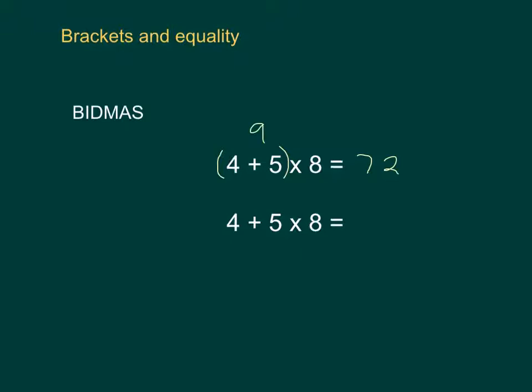However, it's not the case if I put the brackets around the 5 times 8, because 5 times 8 is the bit I do first, because it's in brackets, and so that's 40, and of course 4 add 40 is 44. Now in maths, you don't necessarily start with a number on the left and work to the number on the right, like when you're reading.